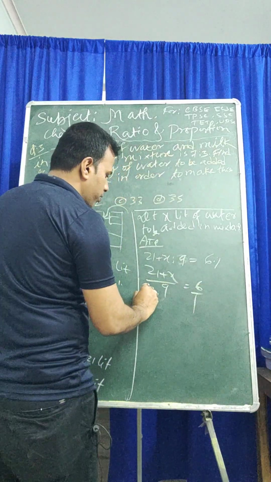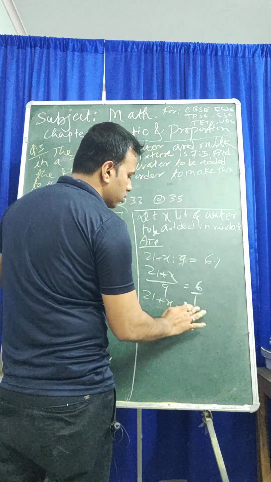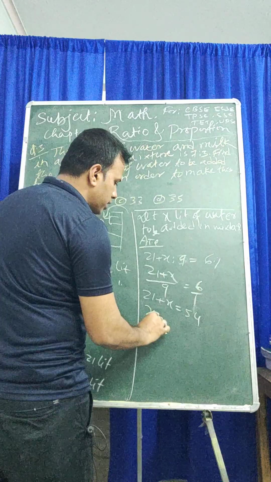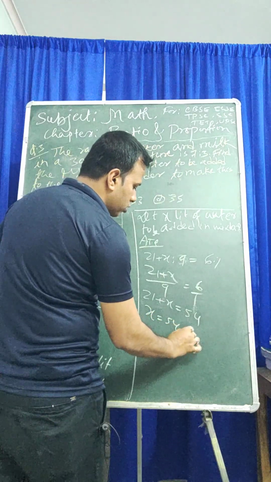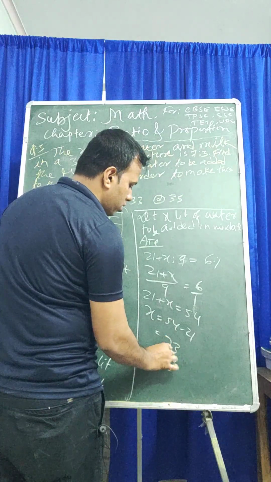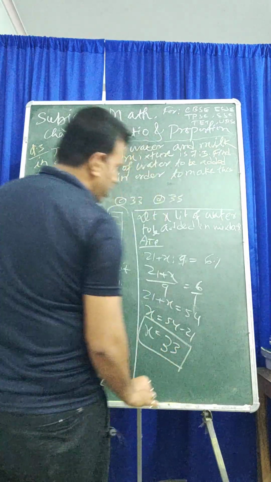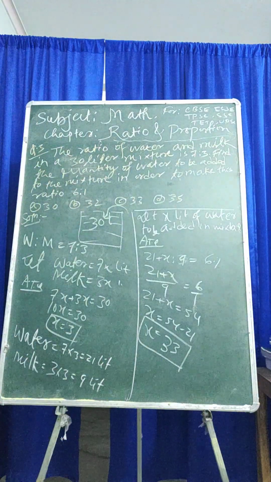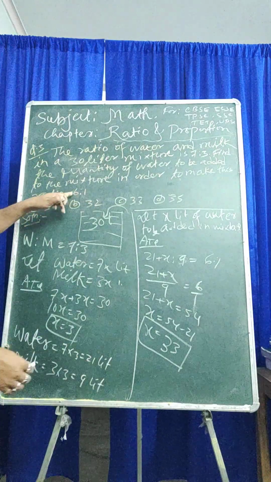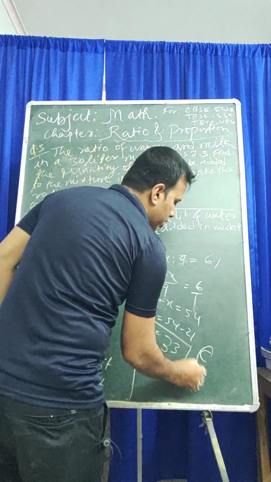So (21 + x)/9 is equal to 6/1. Now if I multiply this one, it will be 21 plus x is equal to 54. So x is equal to 54 minus 21, that is 33. So 33 liter of extra water should be added to make the ratio 6:1. So which option is correct here? Option C is the correct answer.